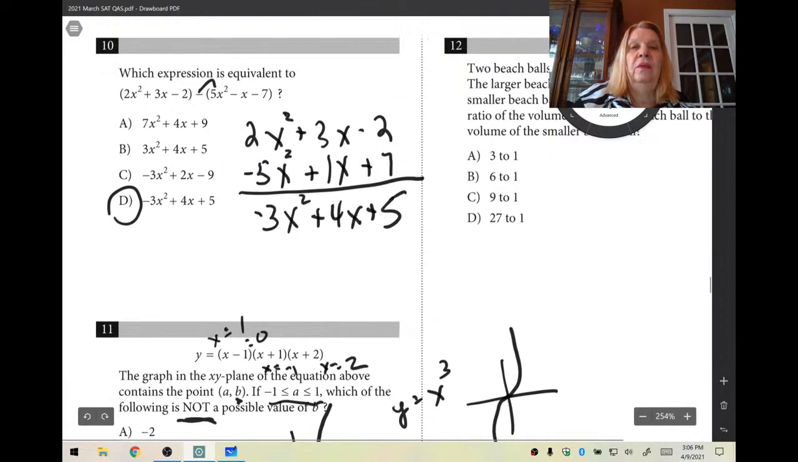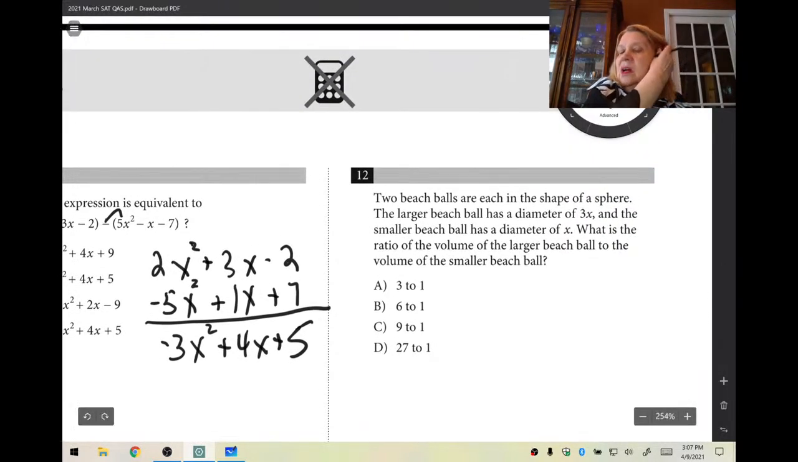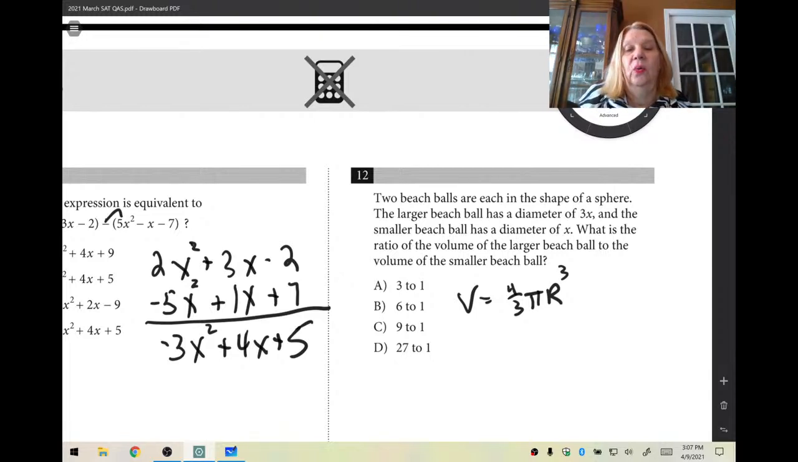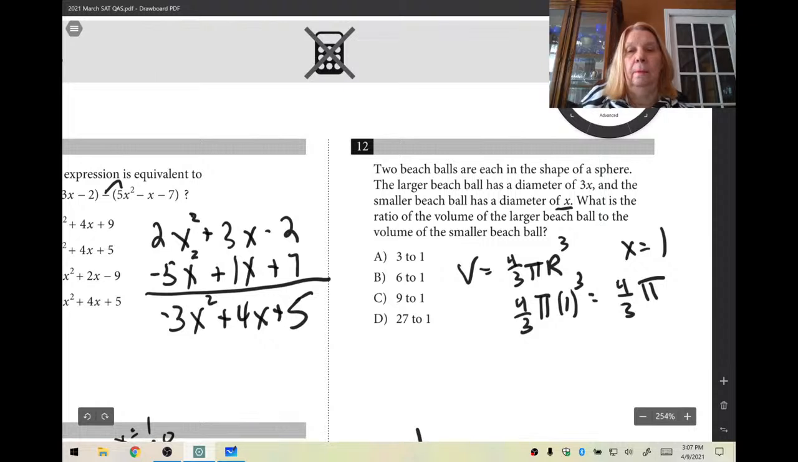So number 12, which is over here, so they give us the volume of a sphere in the formula page, 4/3 pi r cubed, right? Mhm. And so this is a good example to pick a number. So let's say the small x is 1. So if x is 1, then our volume is just going to be 4/3 pi. If we triple... That's the diameter, not the radius.